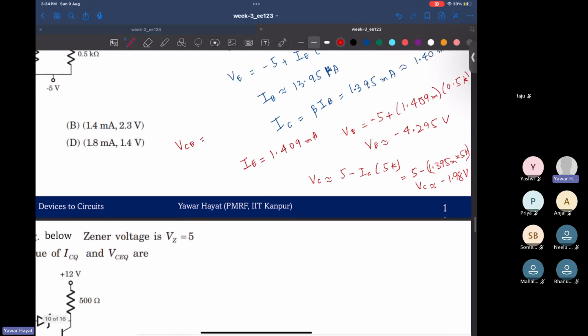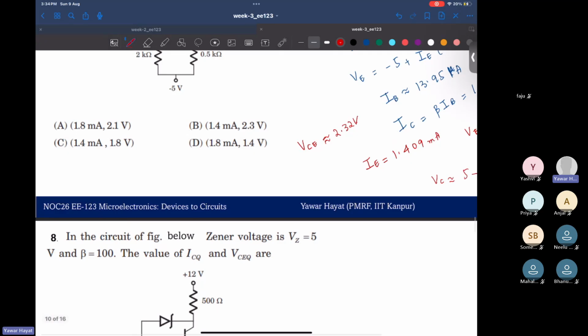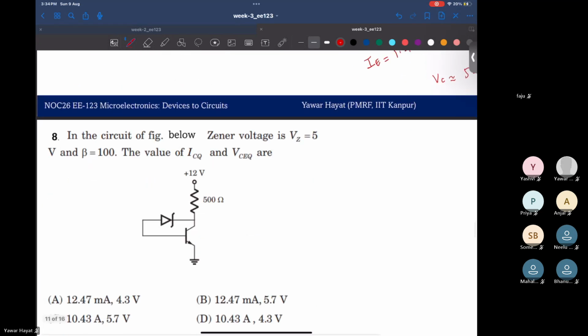It means simply subtraction of the two, right? You know this, you know this. VCE would be how much? Approximately 2.32 volt. So that is our Q point. You can take that approximately as 2.3. So your correct answer would be this one, option B. Is it? Yeah, right. So now next question.